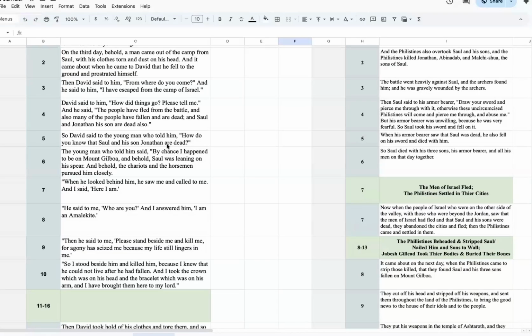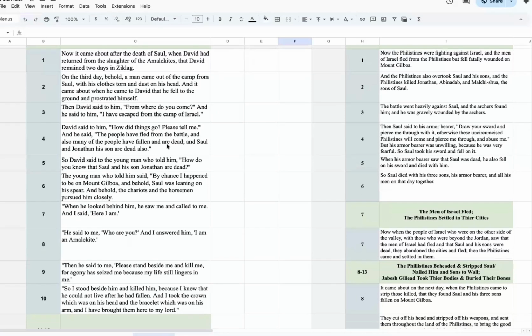I'm really trying to figure out the why. If he wanted to come across as, for lack of a better word, a hero for taking Saul's life, so that it'd be in his favor, because that's why he has the crown and the cuff, because he maybe had stolen it. Yeah, that was my thought.